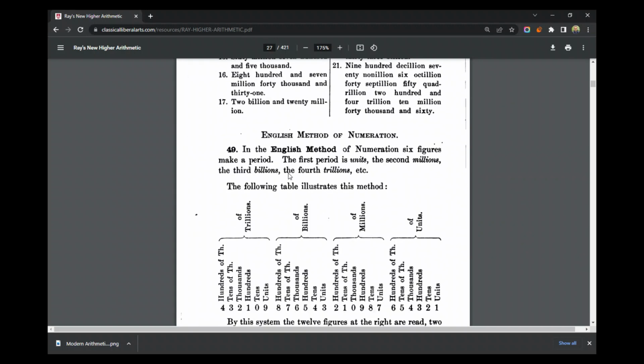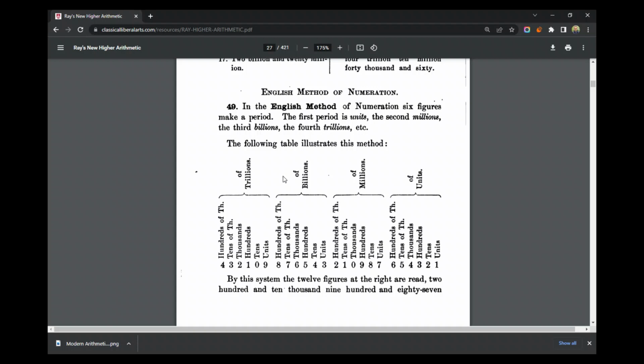That brings us down to Article 49, which is the English method of numeration. Article 49, in the English method of numeration, 6 figures make a period. So remember, before we learned 3 orders make a period. That was called the French method. Here we're learning the English method of numeration, where 6 figures make a period. The first period is called the units, then the millions, then the billions, then the trillions, and so on. And we have an illustration here of the English method of reading numbers, which divides numbers into periods of 6 different orders.